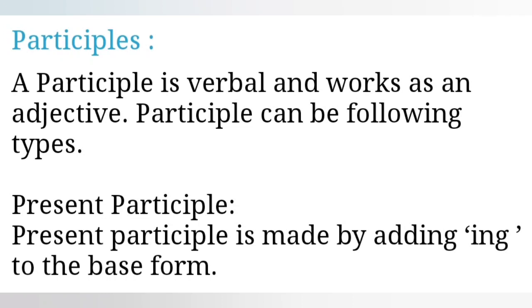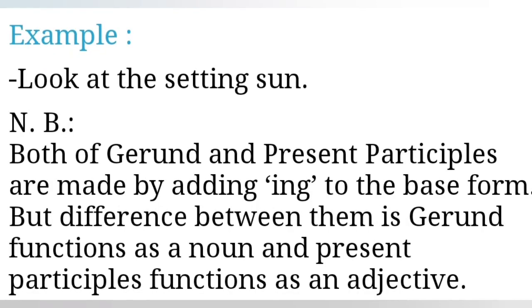Participles. A participle is a verbal and works as an adjective. Participles can be of the following types. Present participle. Present participle is made by adding ing to the base form. For example, look at the setting sun.